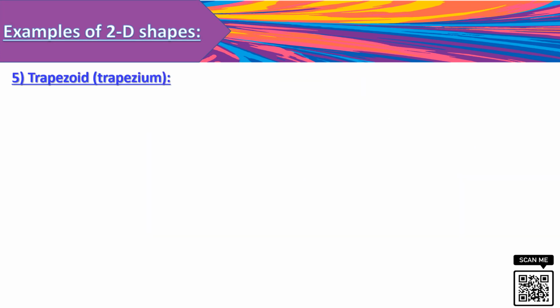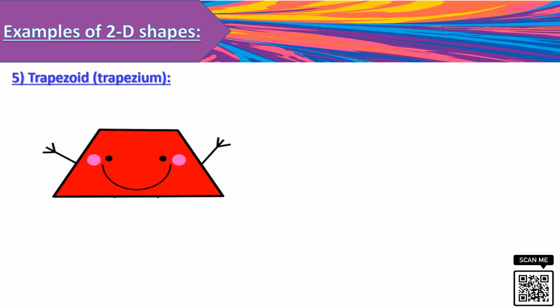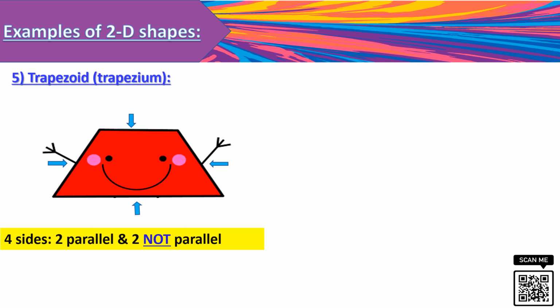Let's move to trapezoid. It can be called trapezium. Trapezoid, trapezium. It's our trapezium. How many sides do you have? 1, 2, 3, 4. Okay. Are these sides equal or not? No, they are not equal. But 2 are parallel and 2 are not parallel. So it has 4 sides, 2 parallel and 2 not parallel.